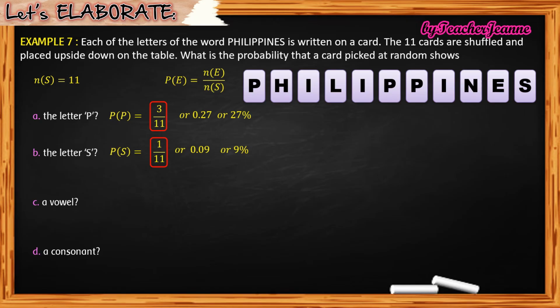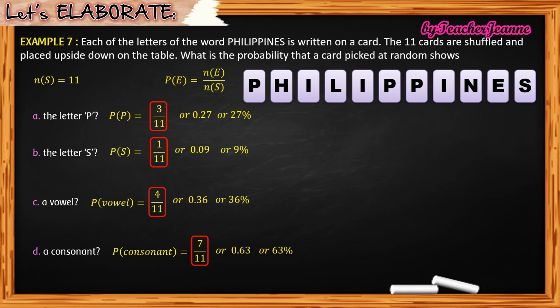For letter C, the probability that a card picked at random shows a vowel, we have 4 over 11. So we have 3 I's and 1 E. So that is 4 out of 11, or 4 over 11. In decimal, that is 0.36 or 36%. For letter D, the probability that a card picked at random shows a consonant, we have 7 out of 11, which is the remaining if you remove the 4 vowels. So in decimal, that is 0.63 or 63%.